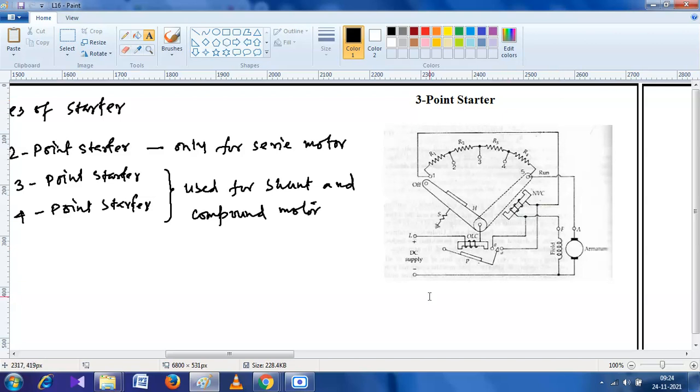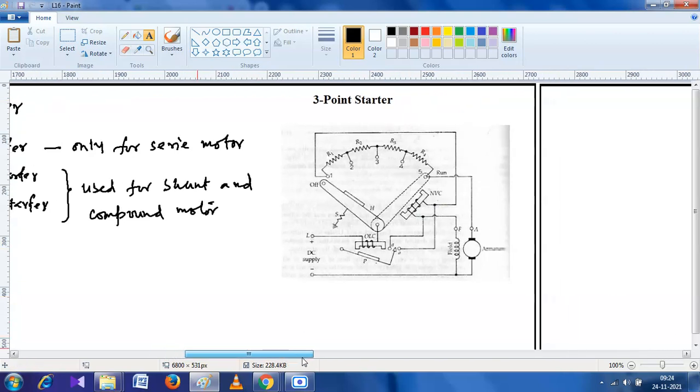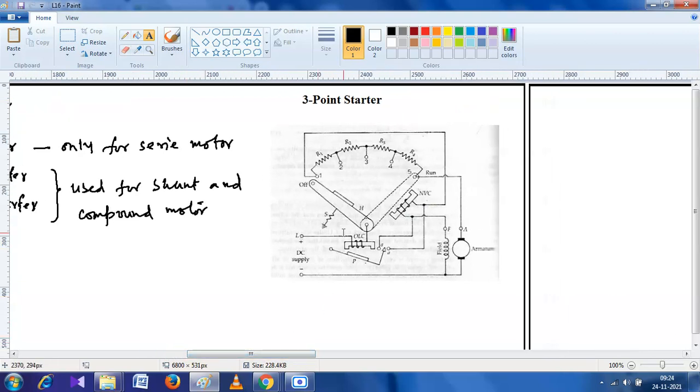And draw that diagram, and then I will explain in which way it will work. Draw that diagram.